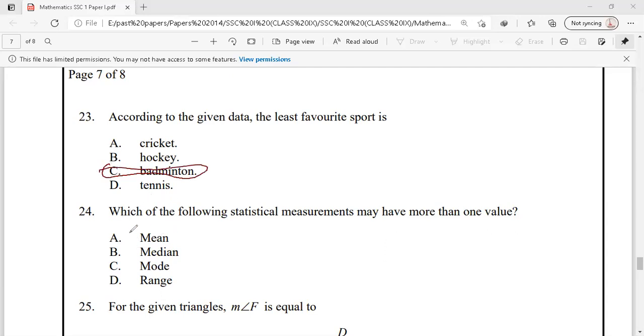Let's see question number 24. Which of the following statistical measurements may have one or more than one value? Which statistical measurement can have one or more than one value? So that is the mode. The most repeated values in given data are known as the mode. In any data we can have one or more than one mode. So in question number 24, our correct answer is option C.